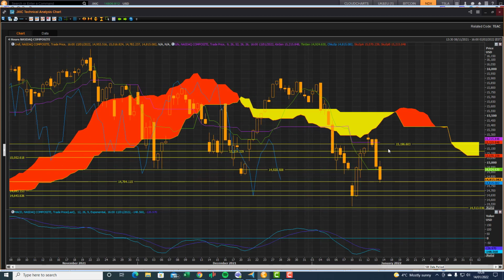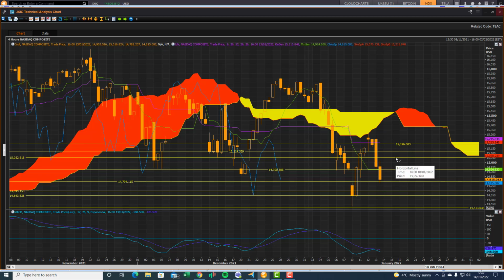Price action is below the bottom end of the cloud on the 4 hours. So the 4 hour is bearish, the daily is bearish. So there's only shorter term swing trade possibilities for trading these rebound rallies from key support levels back up to the bottom end of the cloud.